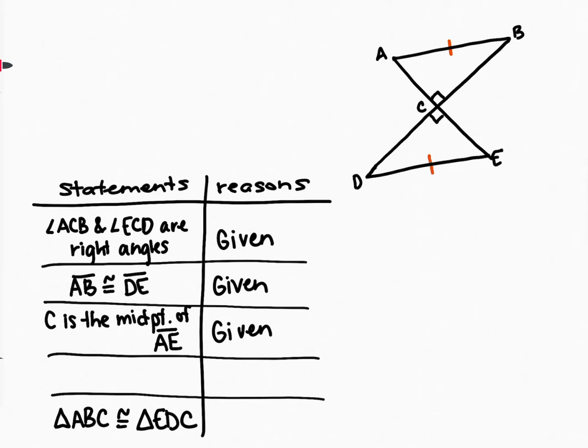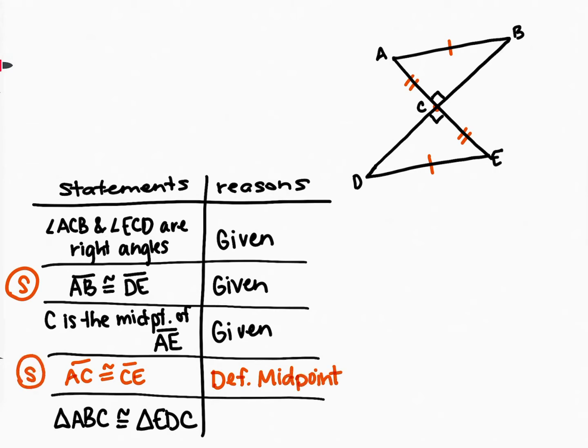I see that it says that AB is congruent to DE. That's a set of congruent sides. It also says that C is the midpoint of AE. If C is right in the middle of A to E, that would mean that AC is congruent to CE. And every good proofer knows that if you see a vocab word in the givens, you're going to use the definition of that vocab word as a reason. So now I have another set of sides.